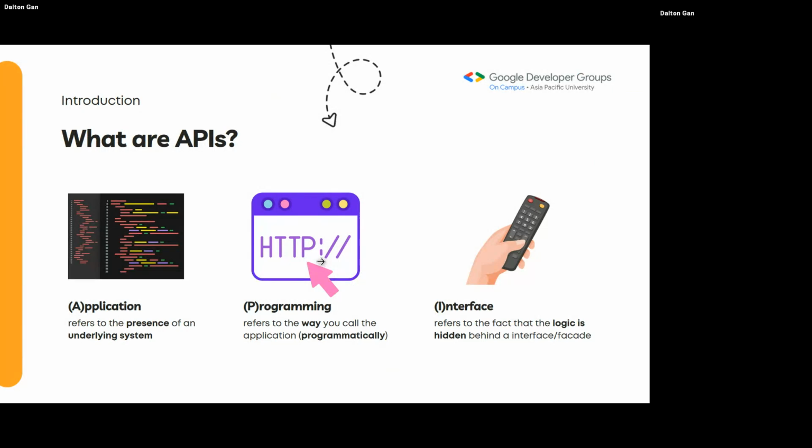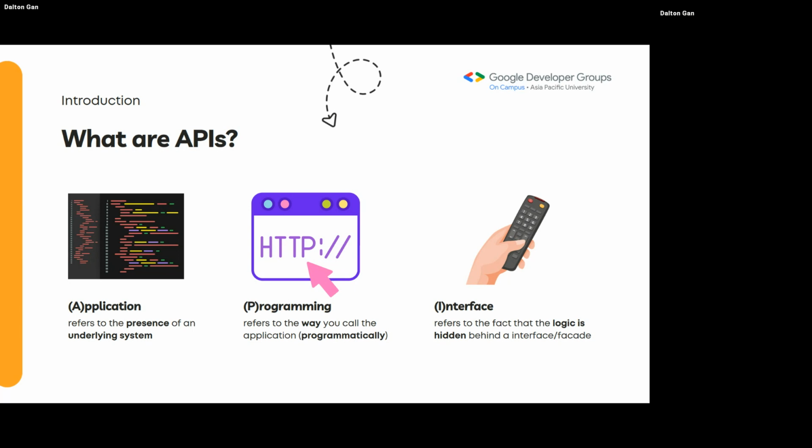All right, so before we start, it is important to let everyone know what an API is. I'm sure everyone has heard of the word API, but we don't normally get an understanding of what it really is or what it means. So essentially, we'll break down the API into three words. It stands for Application Programming Interface.